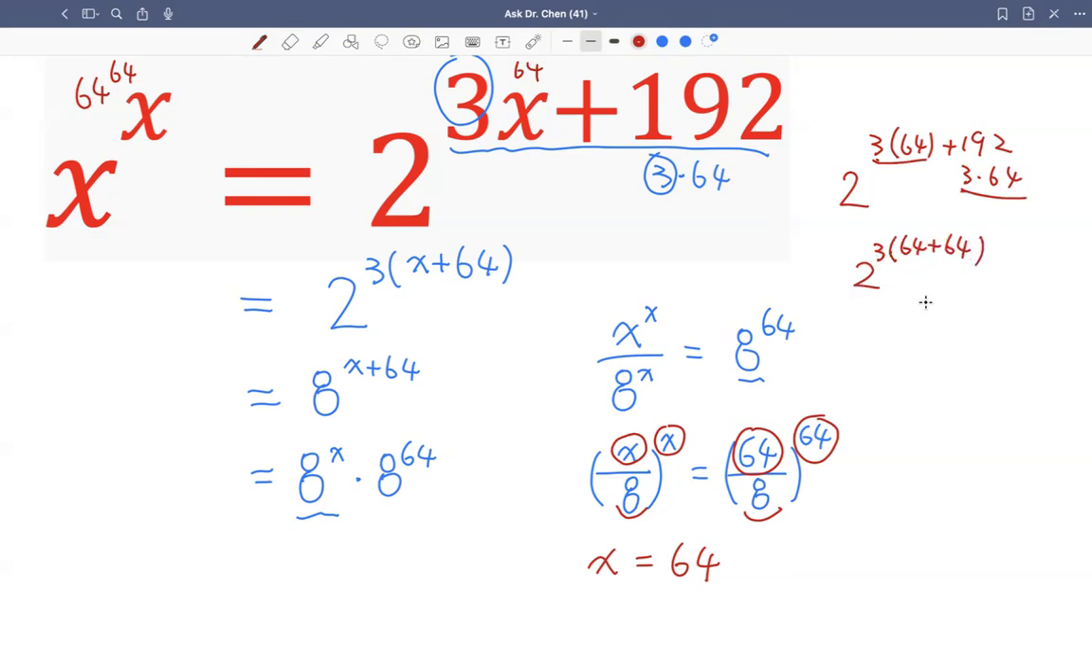So 2 cubed is 8. That's 8 raised to (64 plus 64), which is 128, or let's write it as 2 times 64. Then 8 squared, 8 times 8, is 64. So that can be written as 64^64. Bingo, exactly the same as the left-hand side. Okay, that's it for this question. x equals 64.